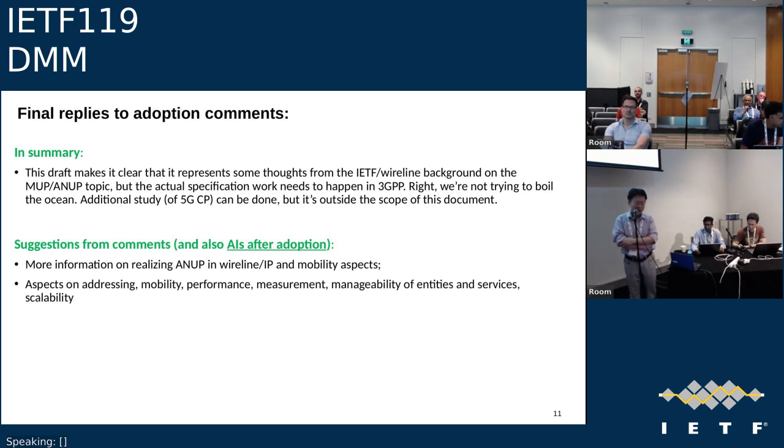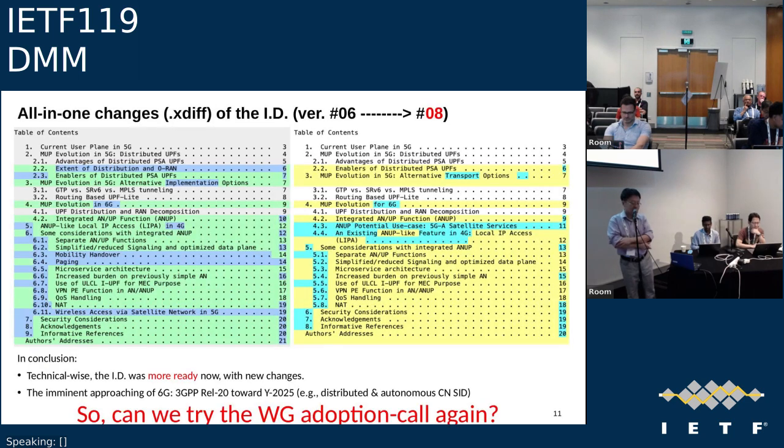And then here are some suggestions from the comments, also from the ADS. Okay, something can be done if this one is adopted, or we just leave 2 bullets here. So then, next, just to give you the differences between the number 6 that has been adoption call for 118 and 08, is this one.